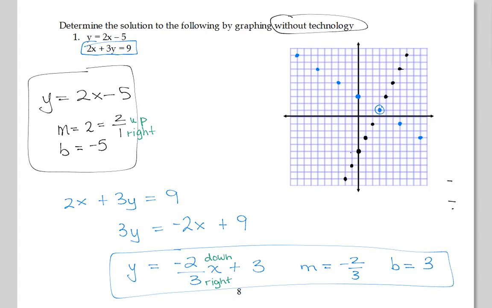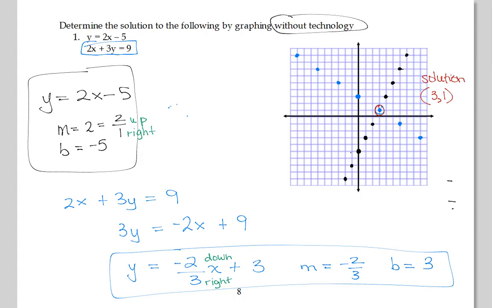So you would imagine two lines crossing. What's the spot that is shared between both lines? It's the spot I have circled. So give this one a circle. And that spot is 1, 2, 3 to the right and 1 up. So this is the solution right here. That's the solution to the system.